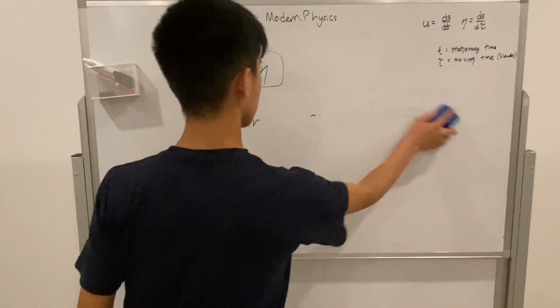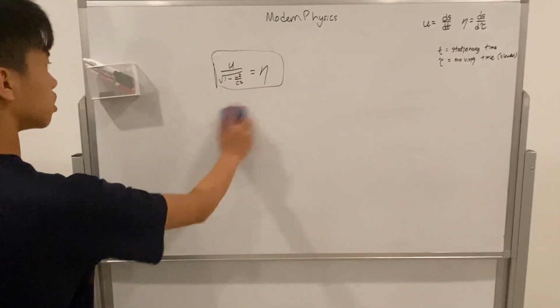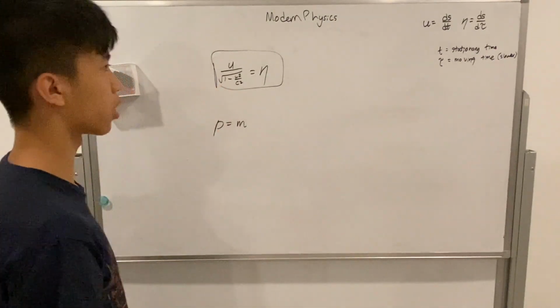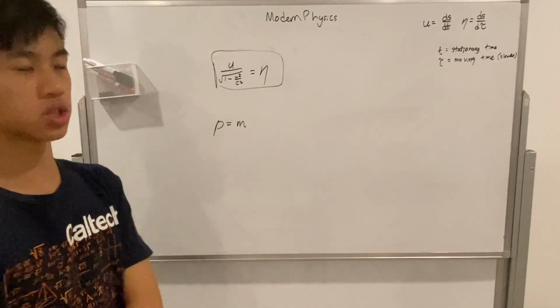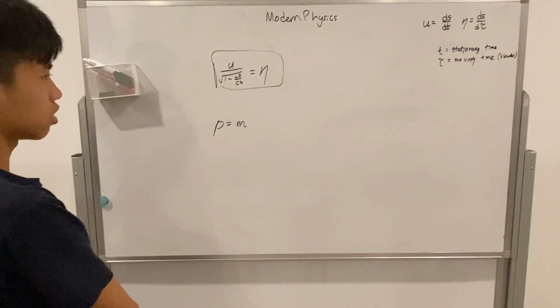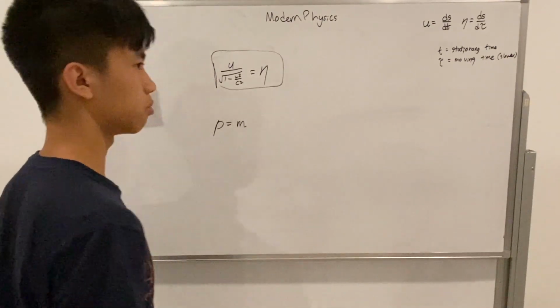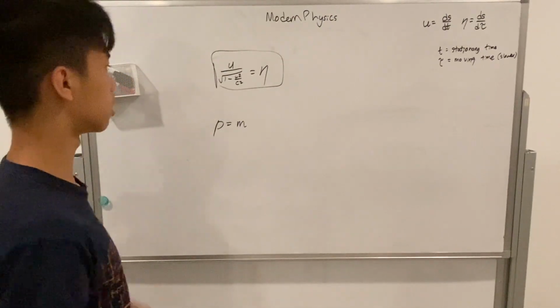So here we'll have the momentum is equal to the mass of the particle, and this is known as the rest mass, I believe, the mass of a resting piece of matter, because mass varies again.